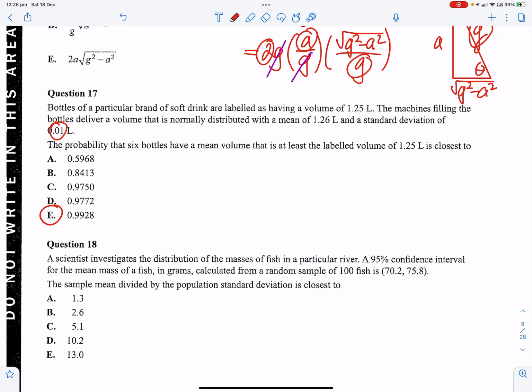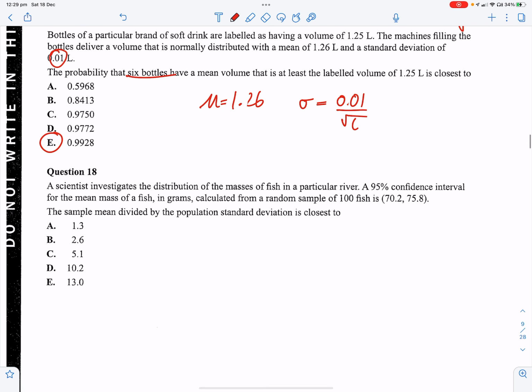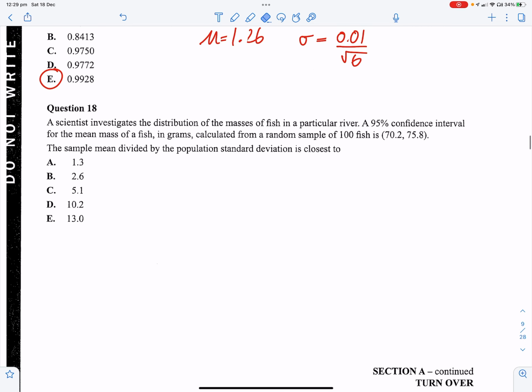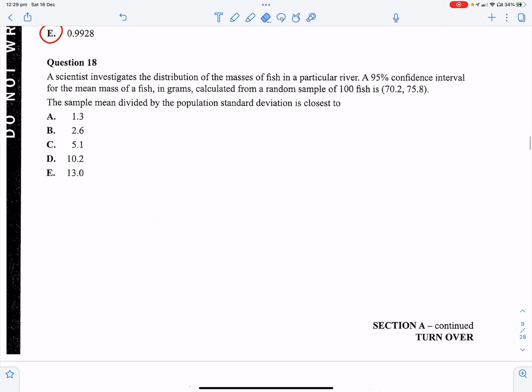So remember your mean is 1.26. Your standard deviation of the population is 0.01. But if we want the standard deviation of the 6 bottles, it's divided by root 6. And we want to know the probability it's greater than 1.25.